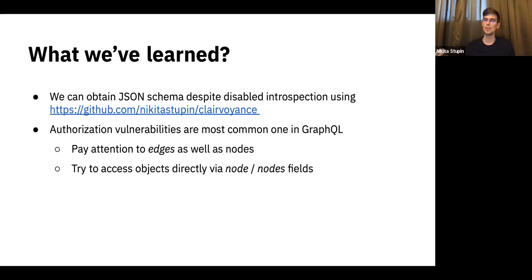And also two tricks regarding checking authorization vulnerabilities: pay attention to edges as well as nodes, and try to access objects directly via node or nodes fields.